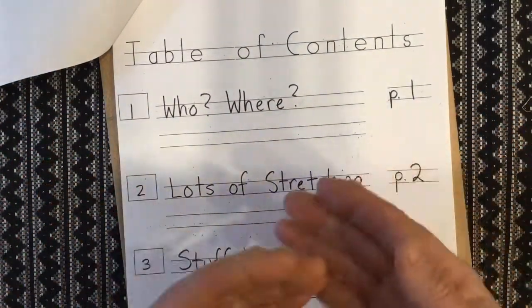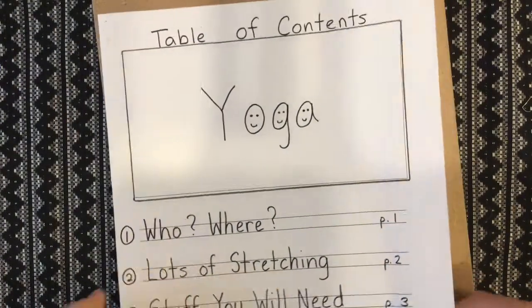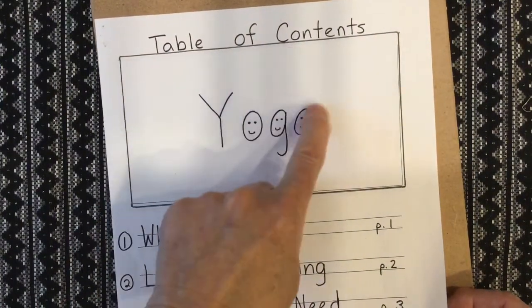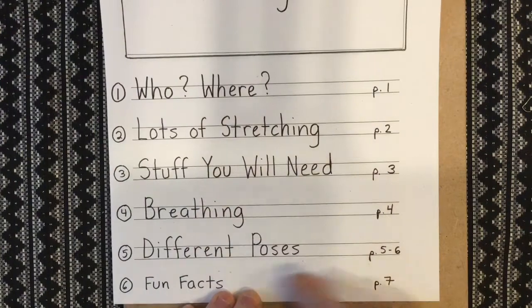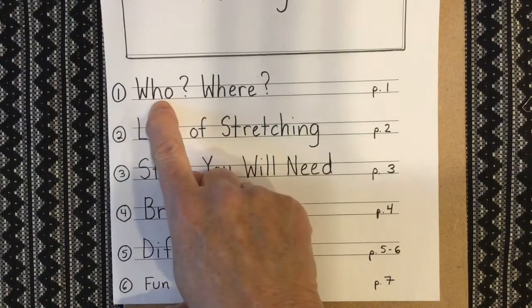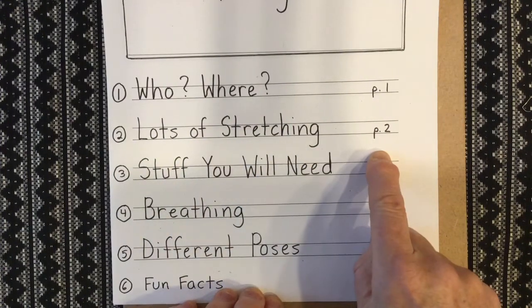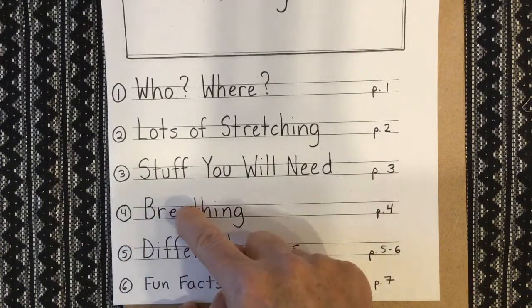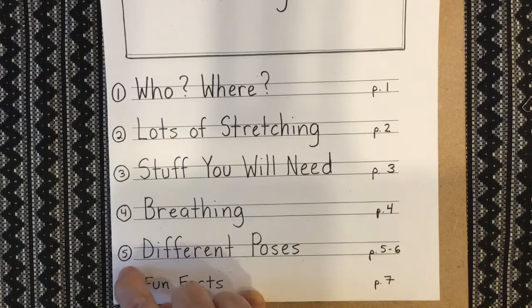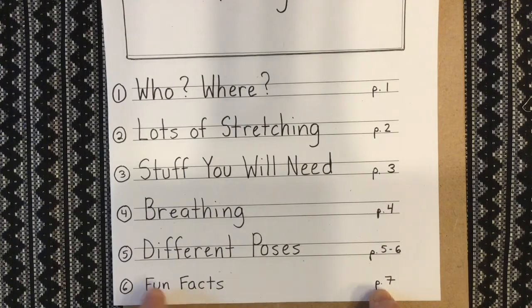Now, what if you don't have special paper? Well, you can just write your table of contents on a regular page. You can see I did that right here. I wrote table of contents. I just wrote yoga in big letters with smiley faces. And then I just did the same thing on the regular lines. I wrote chapter 1, who, where, is on page 1. Chapter 2, lots of stretching, on page 2. Chapter 3, stuff you will need, on page 3. Chapter 4, breathing, on page 4. Chapter 5, different poses, pages 5 and 6. And fun facts is going to be on page 7.